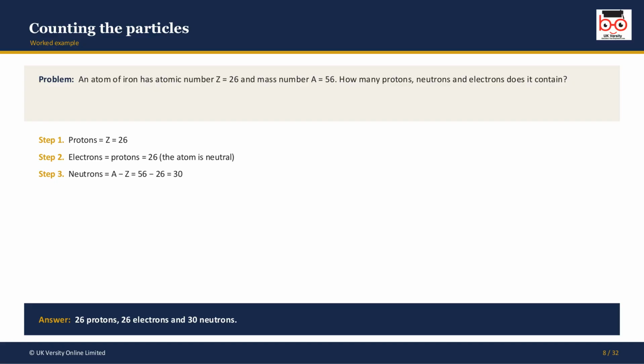Let's count the particles in an iron atom, with atomic number 26 and mass number 56. The protons come straight from the atomic number, so that's 26. Since the atom is neutral, the electrons match, another 26. And the neutrons are the mass number minus the atomic number. 56 take away 26, which is 30. So iron has 26 protons, 26 electrons, and 30 neutrons.